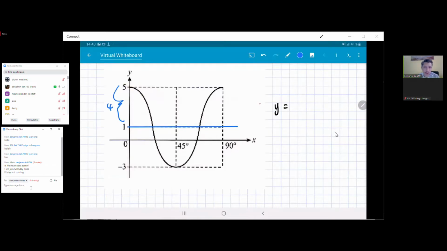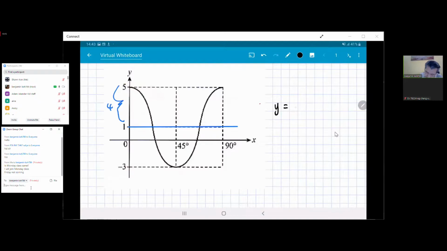Amplitude bukan 5, because other pelajar, they misunderstand. They thought amplitude is the highest number. No, 5 is not the amplitude. The amplitude is measured from the center line to the highest point of your graph. So 5 and 1, beza dia 4. That means here your amplitude is 4.